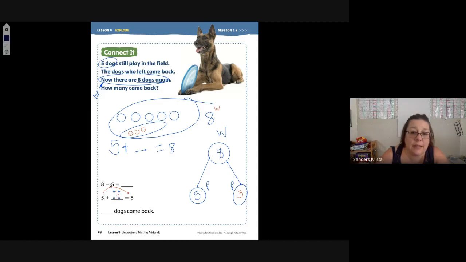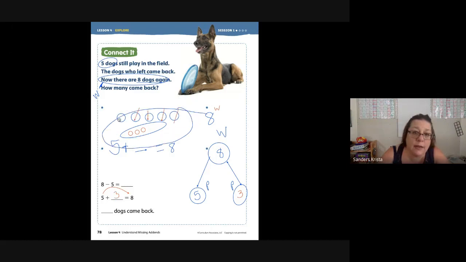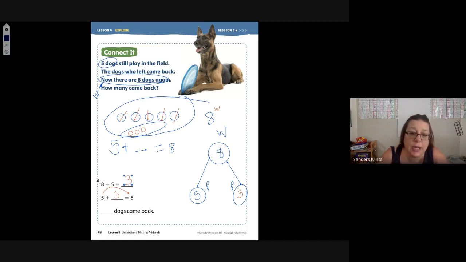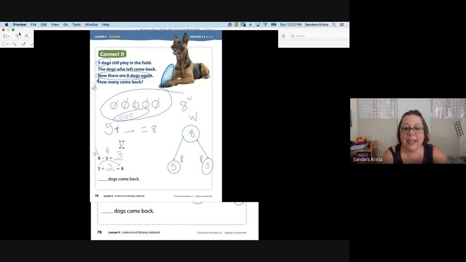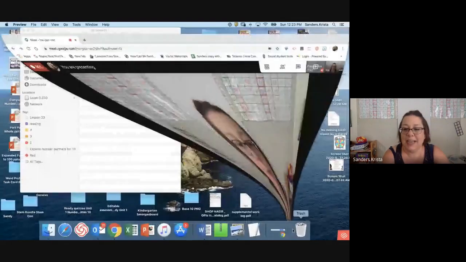And 8, take away 5. Here's 8. And if we take 5 away, we have a new missing part, which is 3. 8 is our whole, 5 is the part, and 3 is a part. Let's count backwards from 10. 10, 9, 8, 7, 6, 5, 4, 3, 2, 1, 0.